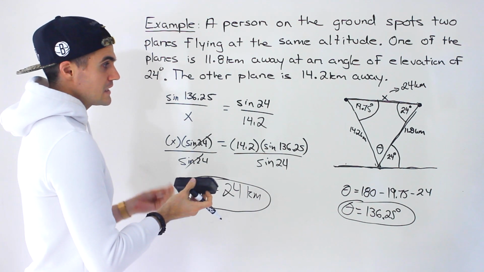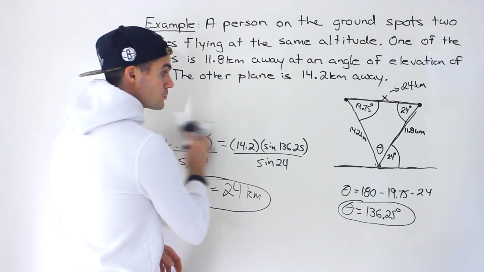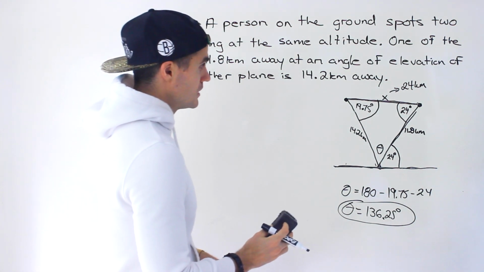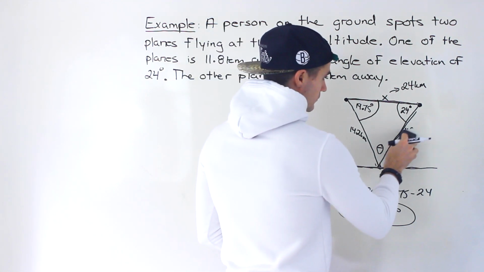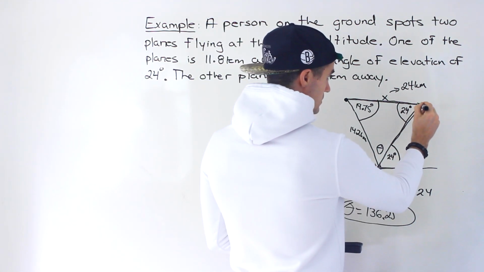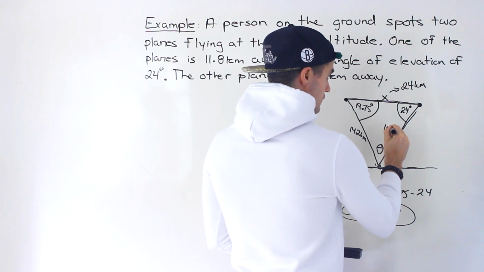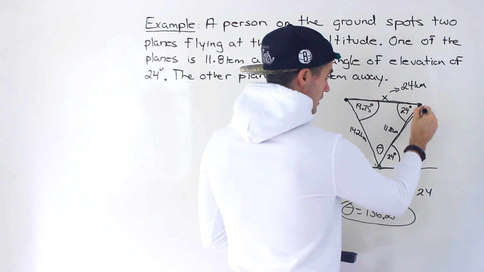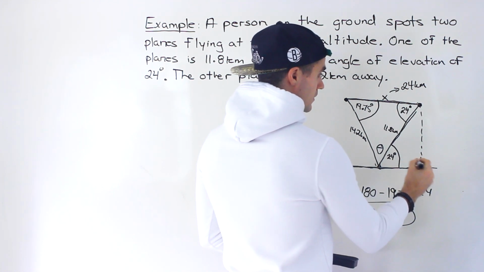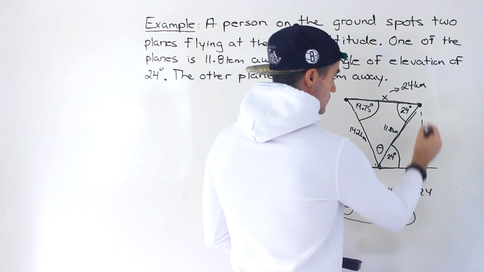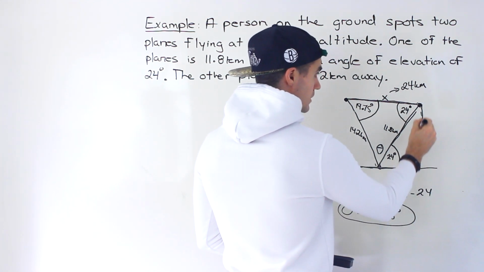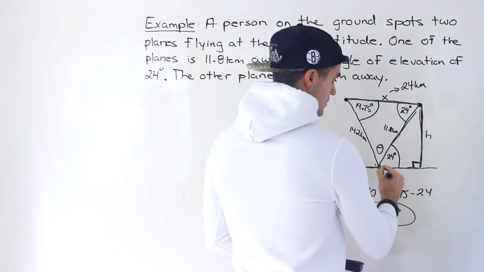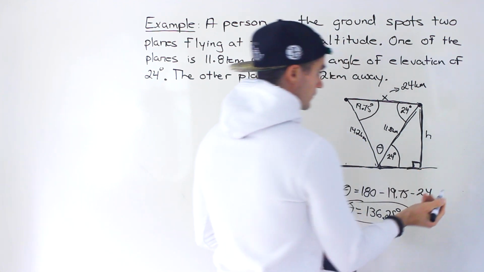Now, what about part B? Well, part B is actually going to be super easy. The planes are flying at the same altitude. So let me just erase this to give myself a little room to draw this altitude. We can draw a line like that, right here, which is going to be 90 degrees, right? Because this is straight down. This altitude line, let's call it h for the height, is going to be perpendicular to the ground, like that.